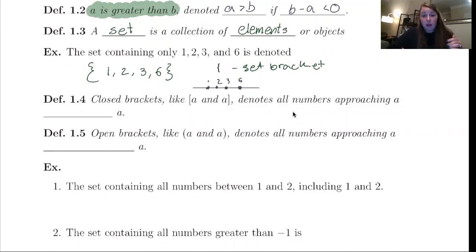So we have closed brackets. I also call these hard brackets or square brackets. So if I had like bracket A bracket, something like that. An example would be like 1, 3. I could also mix them up like 1 and then 3, something like that. This denotes all numbers approaching A, including A.